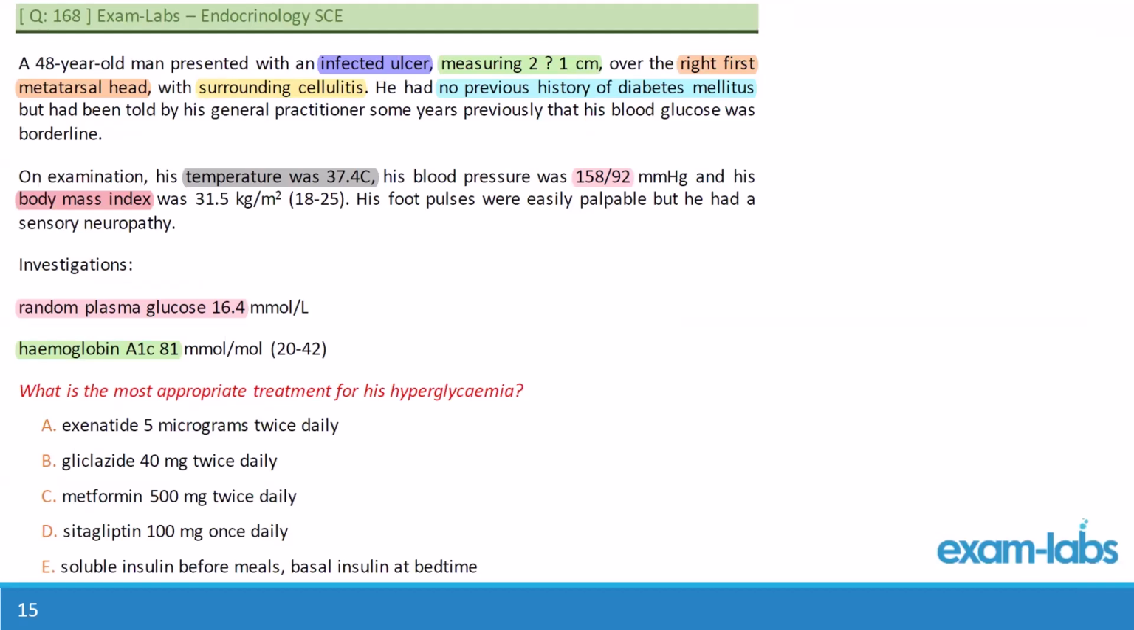Another question: a patient with an infected ulcer measuring 2 by 1 centimeter over the right first metatarsal head with surrounding cellulitis. No previous history of diabetes mellitus. The temperature is 37.4. Blood pressure is elevated. The body mass index is obese. Random plasma glucose is elevated. Hemoglobin A1c is 81. What is the most appropriate treatment for this hyperglycemia? Recent onset hyperglycemia.